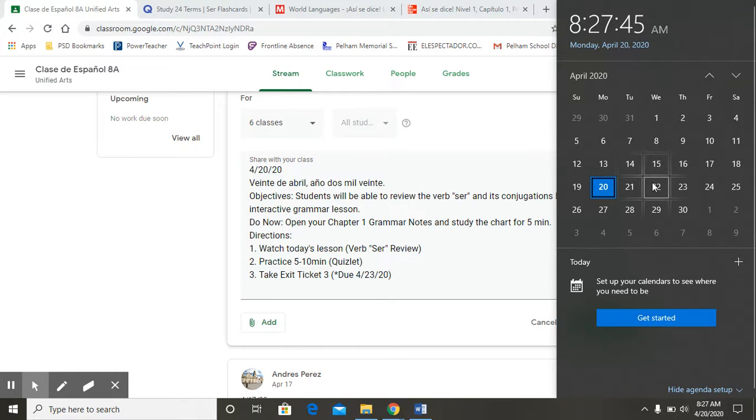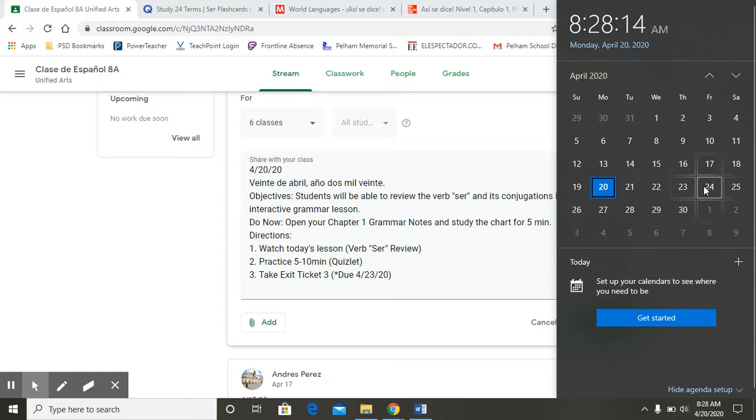Wednesday is a day for you to catch up. Catch up on exit tickets if you're missing any work that I gave you, which is pretty much the exit tickets. Okay? Watch the lessons if you haven't caught up on the lessons. Review the lessons if you feel like you're missing something or you want to review something. On Thursday, we are going to review the grammar. We're going to review definite articles, indefinite articles, and this verb stuff on Thursday.